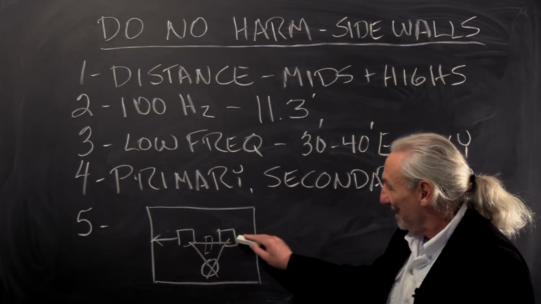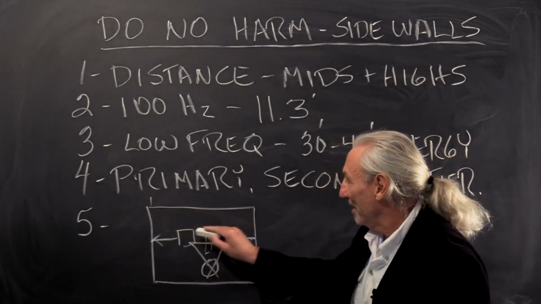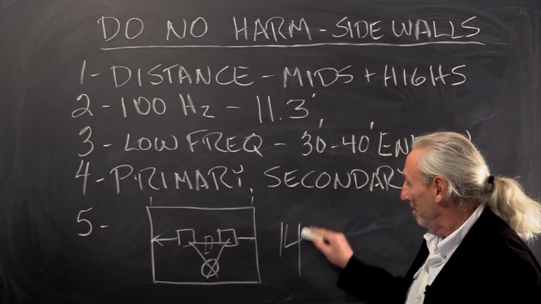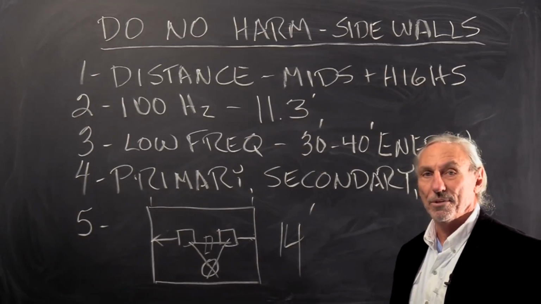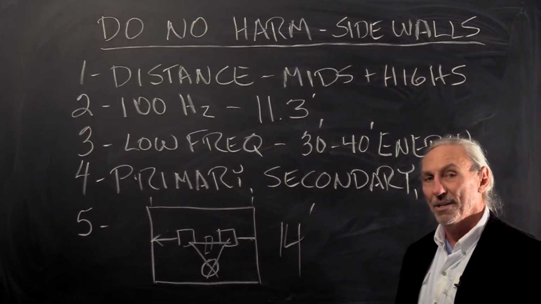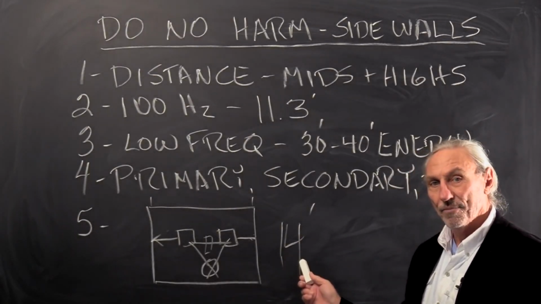So this distance from speaker to sidewall is critical. This distance in the whole room is critical. We never build a room that has sidewalls less than 14 feet. And we'll get into why that's the case in other videos, but use that kind of as your guideline.